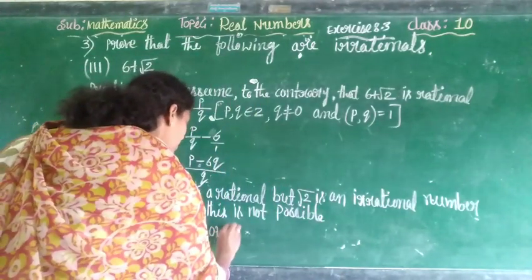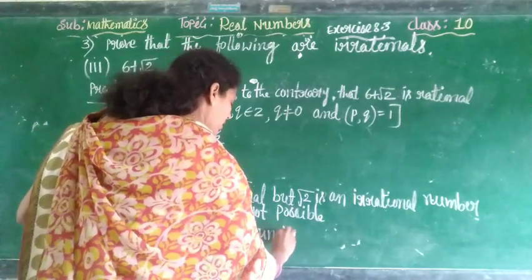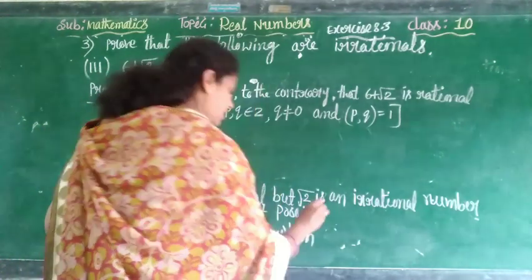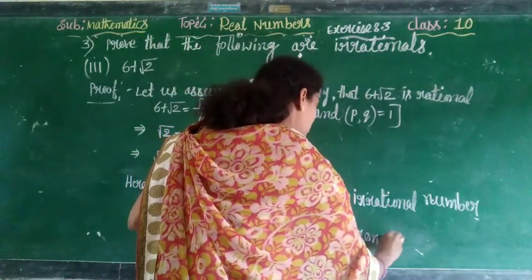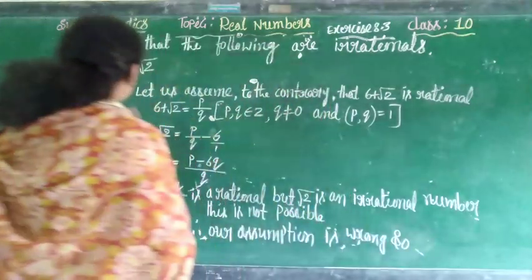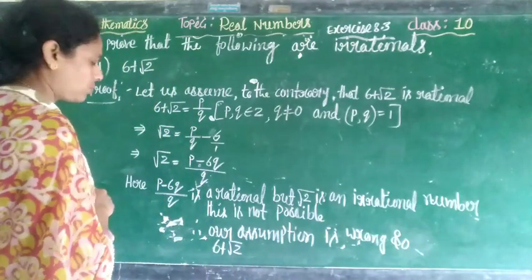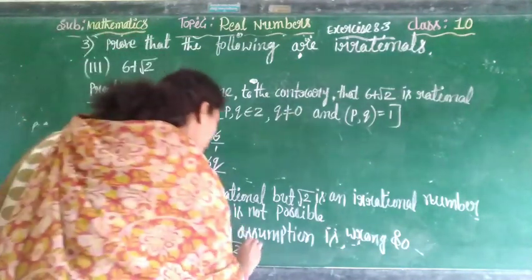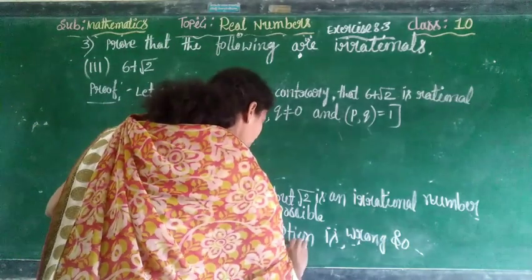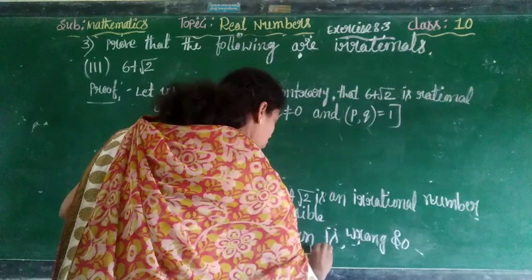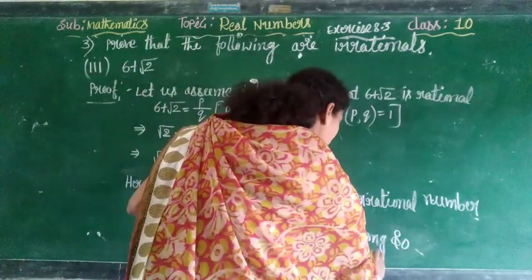Therefore, our assumption is wrong. So 6 plus root 2 is an irrational number.